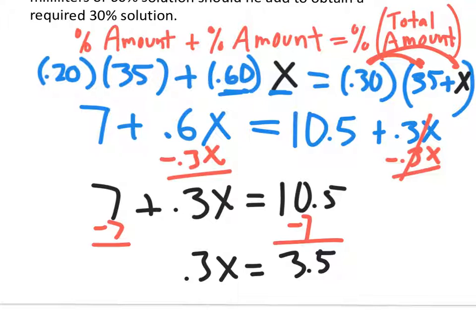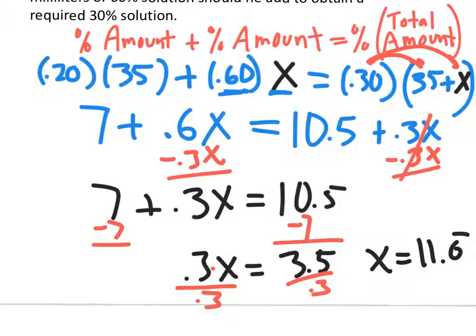For my final step, I need to get rid of the decimal 0.3 times x. So I'm going to divide by 0.3, divide by 0.3, and I don't know what that is. You guys need a calculator for that. What is it? 11.6. Okay, so I'm hearing x equals 11.6. The 6 repeats, so that's really going to be 11.7. So x is about 11.7, so we could say 12, right?